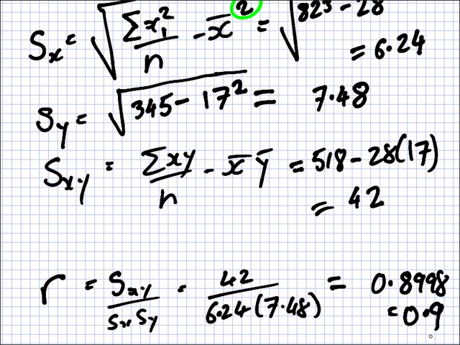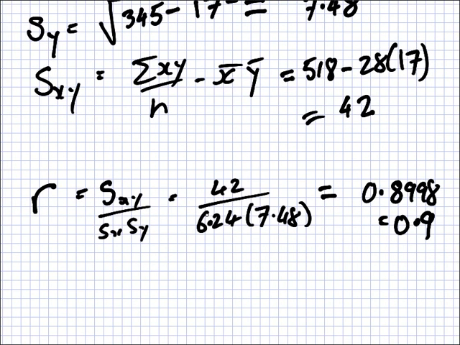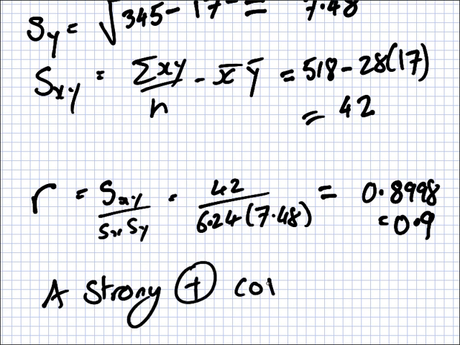Lastly, describe the correlation. So result of 0.9 means true. We need a bit more words though. We need to talk about the size. Is it strong or weak? Strong, positive. A strong positive correlation.